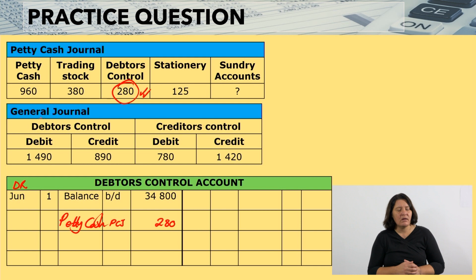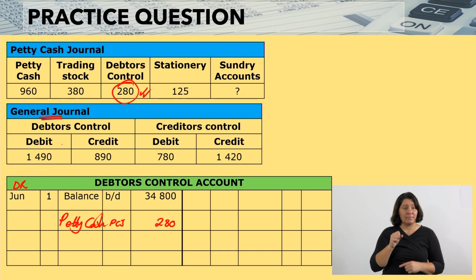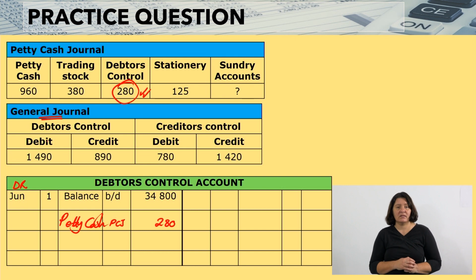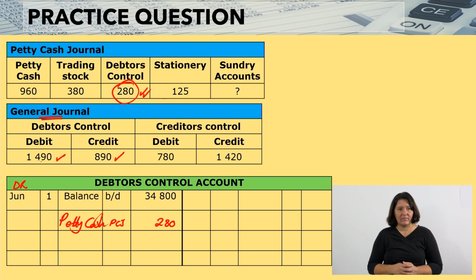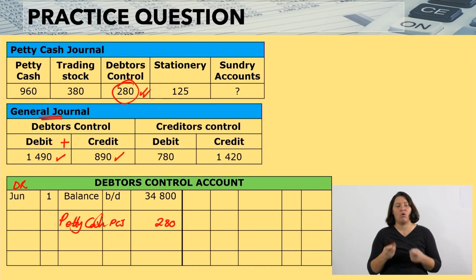After that, you see I have my general journal. And when I come to the debit side, you see I have my debtors control rather. On the debit side of the debtors control, I have amounts, which is 1,490. And on the credit side, I have 890. The debit amount will come about as a result of us charging interest to our debtors. This is one of the examples. If our debtors have not paid their accounts on time, we will charge them interest. That will increase the debtors control balance.